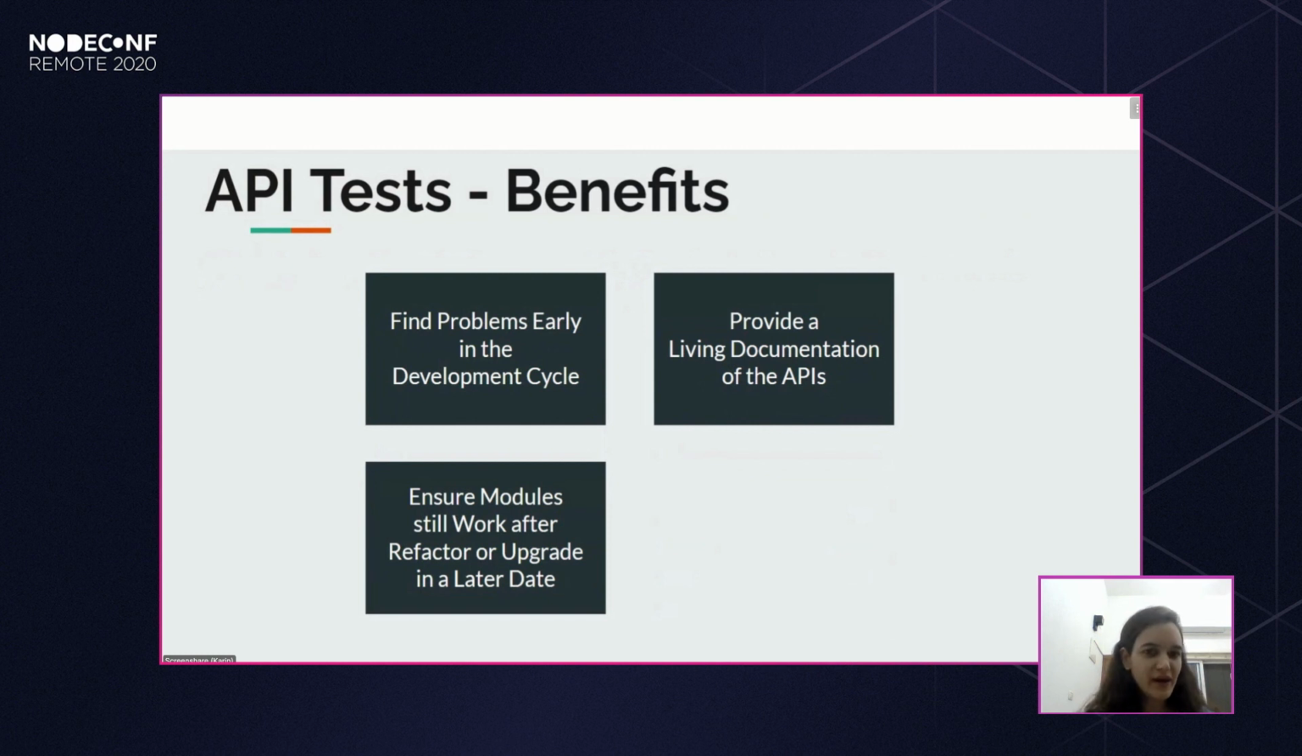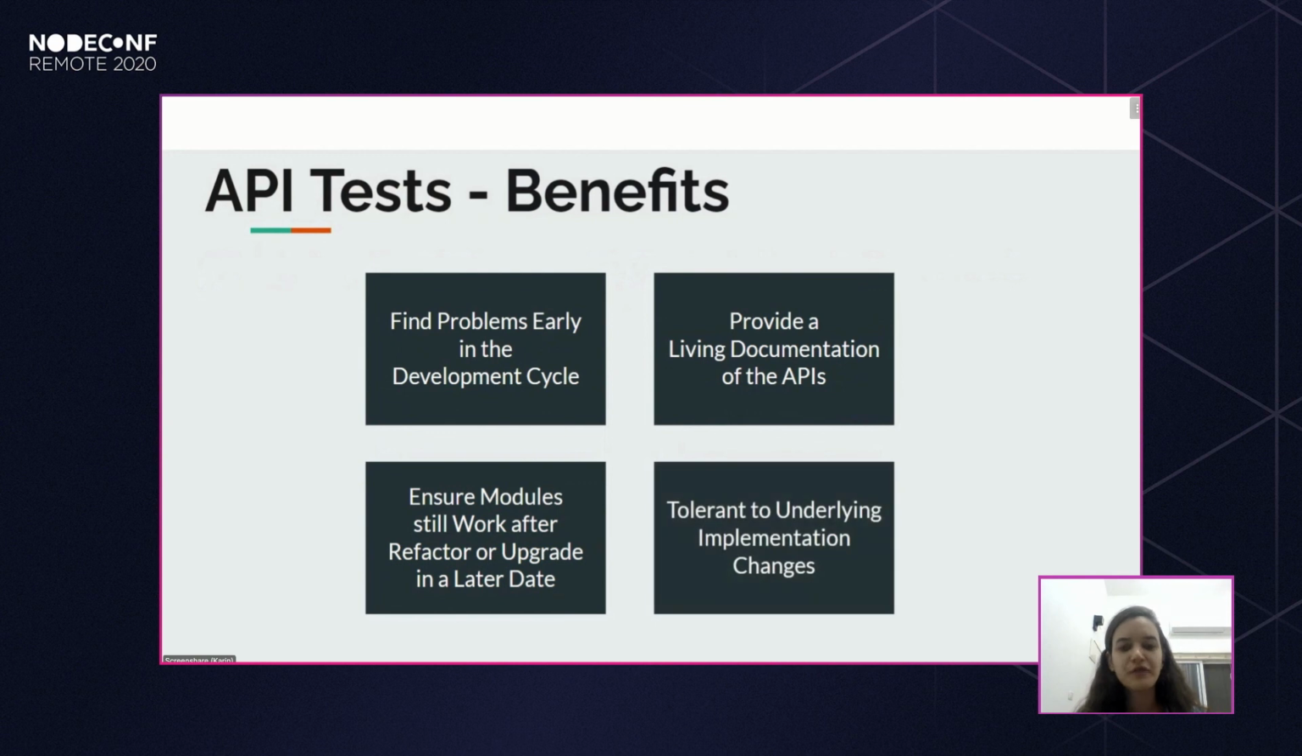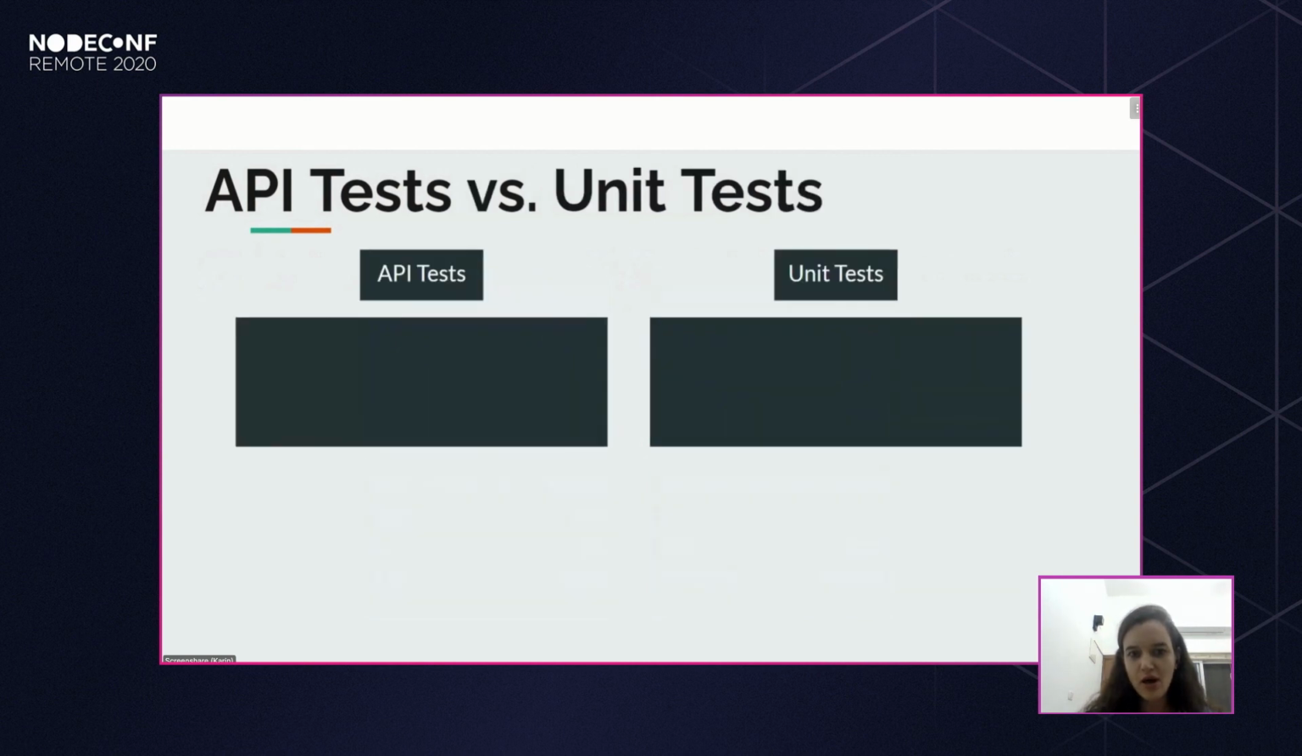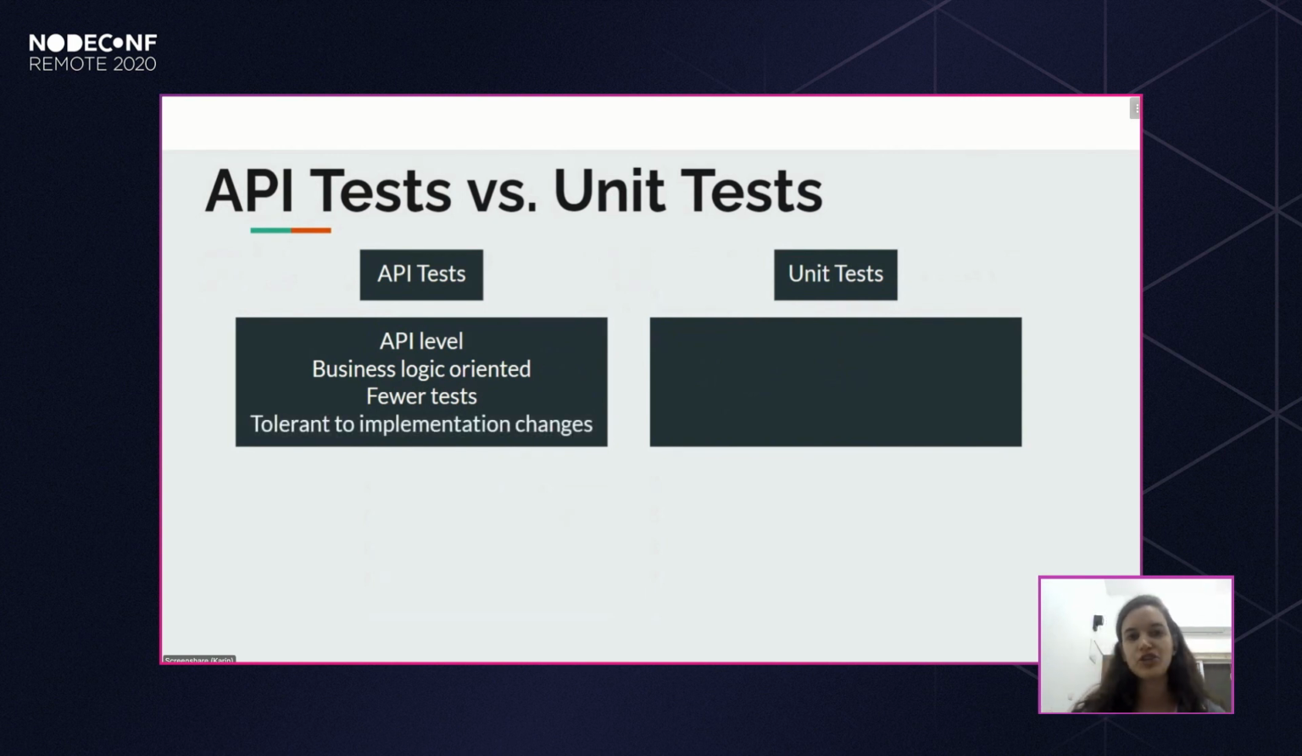API tests have a lot of benefits as unit tests, but the key differentiator here is that it is tolerant to underlying implementation changes. So if we have a little comparison between the two, the API tests are at the API level, they're higher in the hierarchy. They're business logic oriented. There are fewer tests to be written because we don't need to test edge cases that are not interesting. If the business logic is not going to go there, why test it in the first place? And again, it's tolerant to implementation changes. It doesn't care what the underlying implementation is, whether we were using some kind of a database like Mongo or whatever, or moved to Redis, it doesn't care. We're testing on the API level.